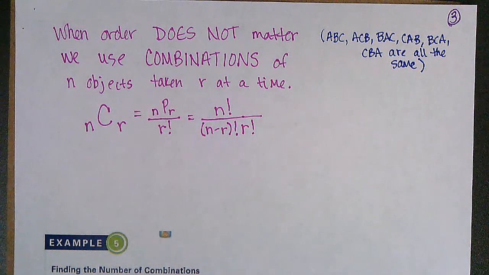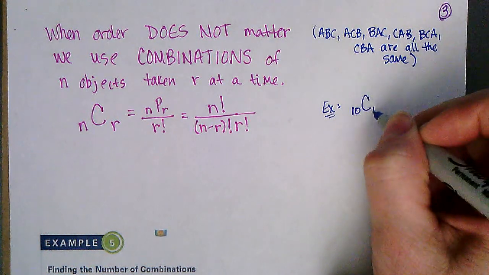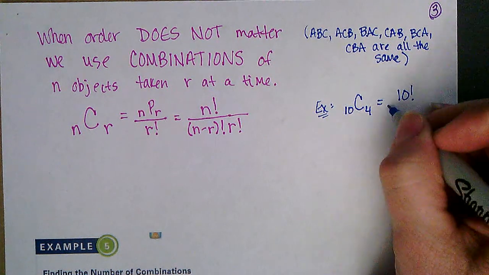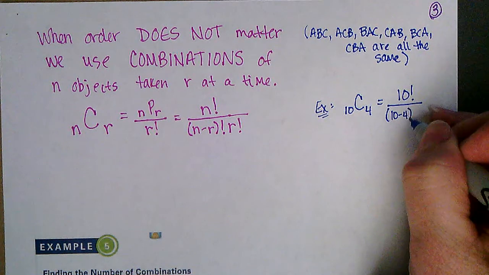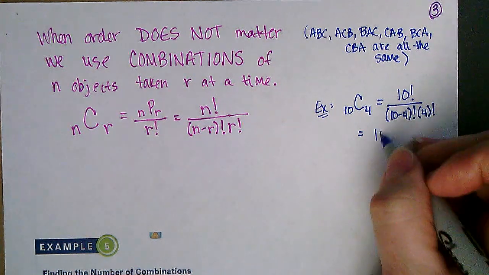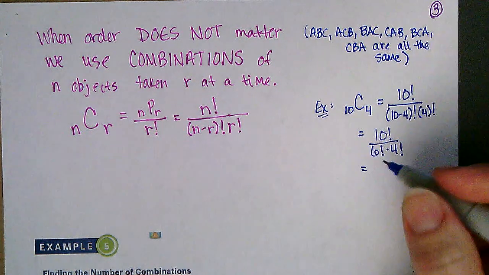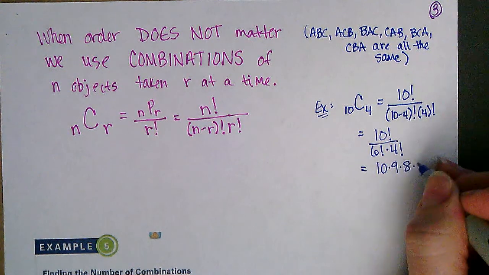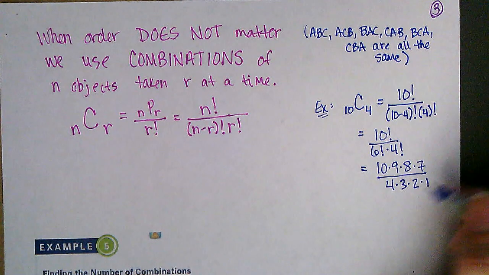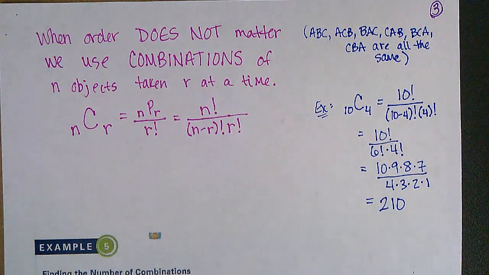So for example, if I have 10 objects that I want to arrange 4 at a time and order doesn't matter, then I will have 10 factorial divided by 10 minus 4 factorial times 4 factorial. So that's going to be 10 factorial over 6 factorial times 4 factorial, which ends up being 10 times 9 times 8 times 7, because the 6, 5, 4, 3, 2, 1 canceled off, times 4 times 3 times 2 times 1. That ends up giving us 210.